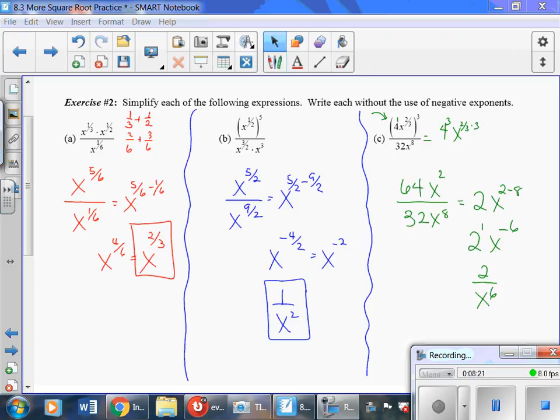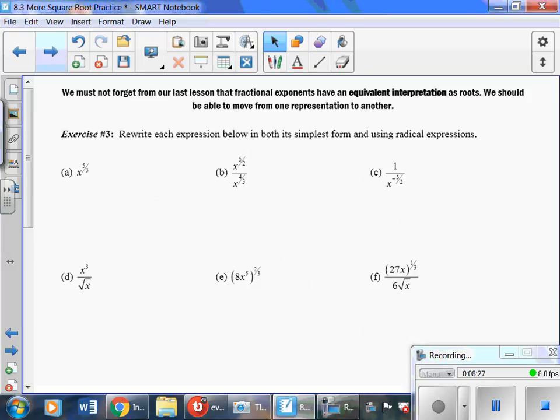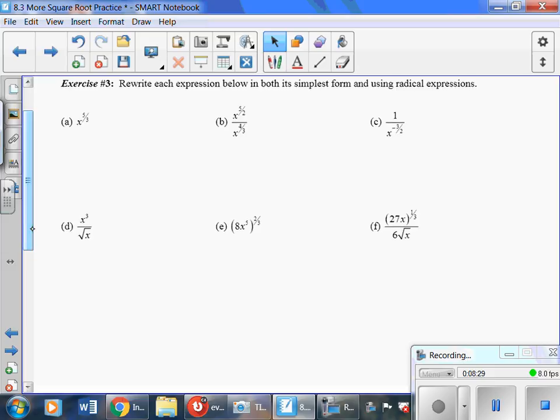Write down what you need to, and let's go on to exercise 3. Okay, now you thought you were confused before? Just wait.